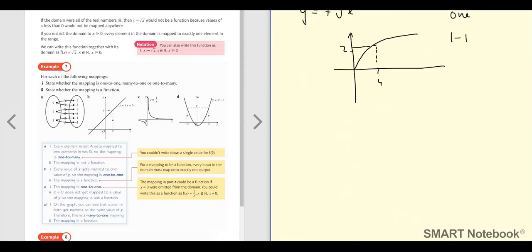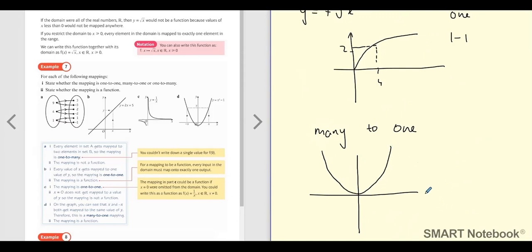Now, another type of graph that you could have is a many-to-one function. An example of that might be x squared. y equals x squared looks something like this. If I go across now, I get many x values to one y value. That's why it's called a many-to-one. So many x to one y. That's what this means. Okay.